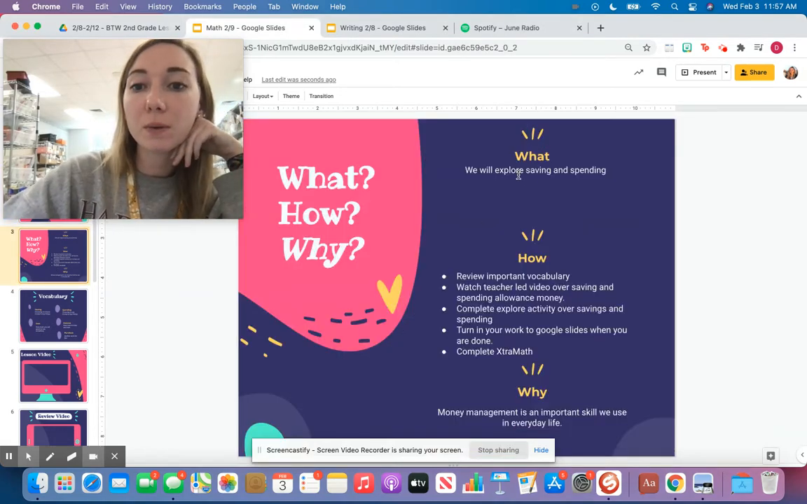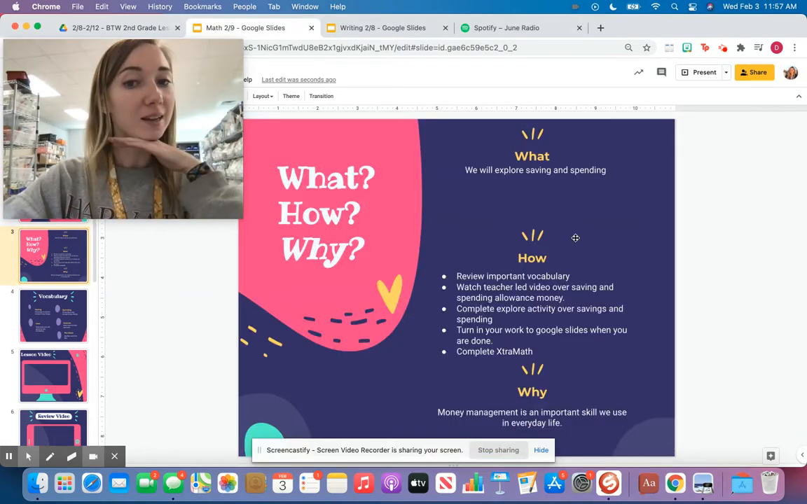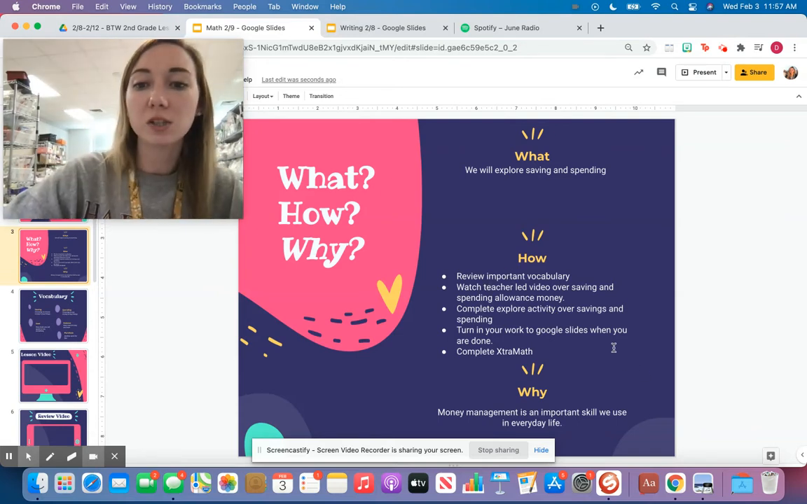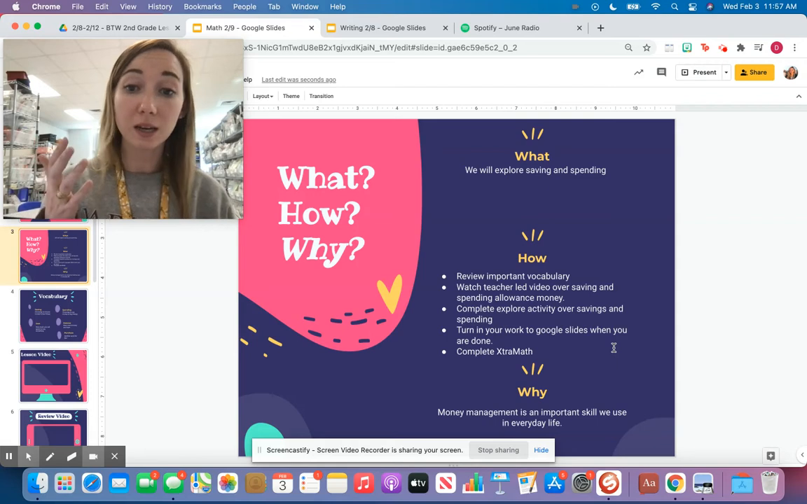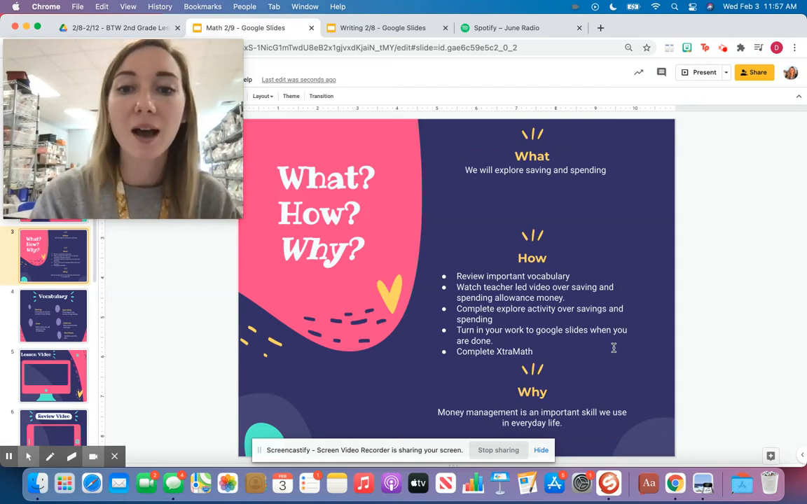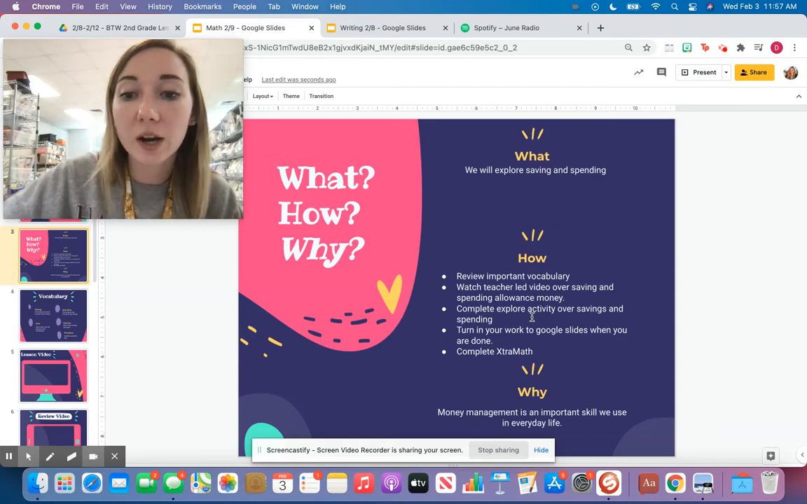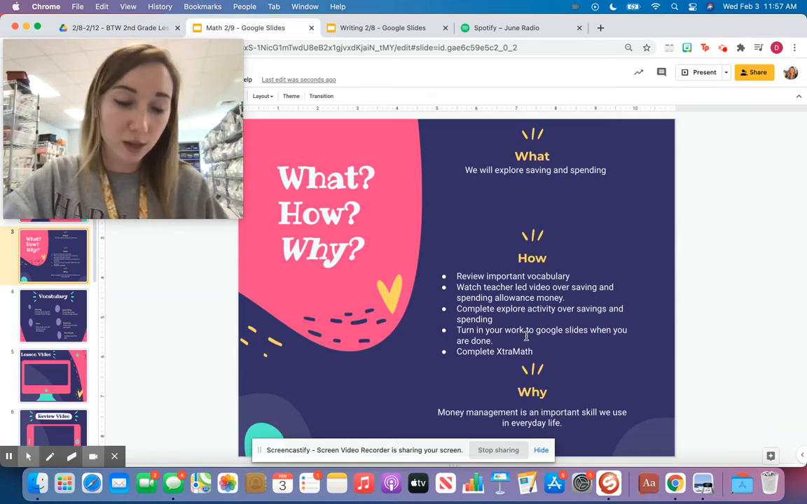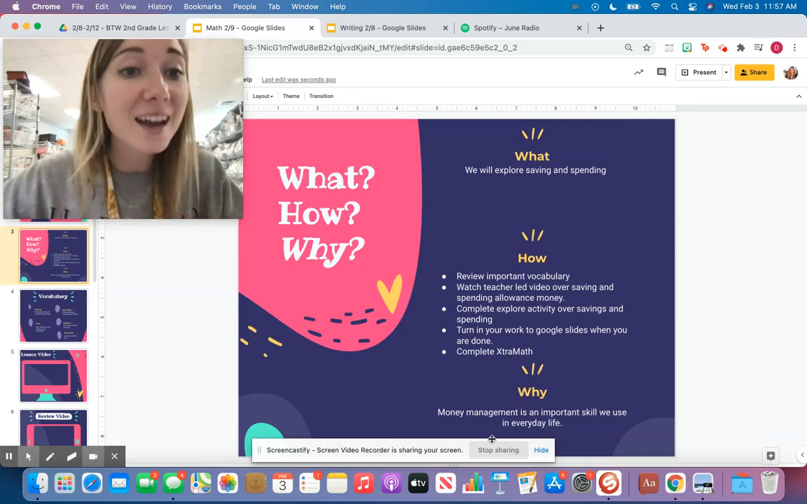Today, we will be continuing to explore saving and spending. We'll do this by reviewing our important vocabulary. We'll watch the teacher-led video over savings and spending allowance money. And then we are going to complete our explore activity over savings and spending. You'll turn in your work to Google Slides when you're done, and then you will complete extra math.